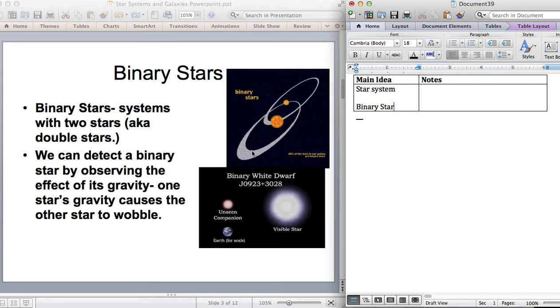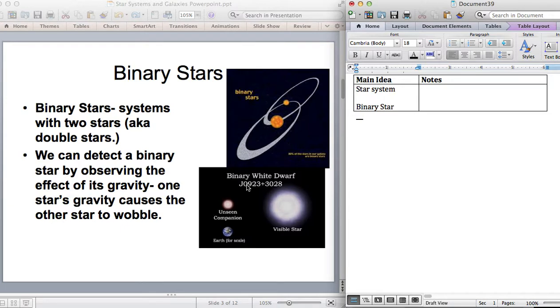So these two stars formed together from the same nebula right near each other, and ever since they formed, they've just orbited each other. And we can detect a binary star system by observing their gravitational effects on each other. As these two stars orbit each other, they cause each other to wobble. So instead of staying in place, the stars wobble back and forth. And with a really powerful telescope and really accurate measurements over time, you can detect this wobble.